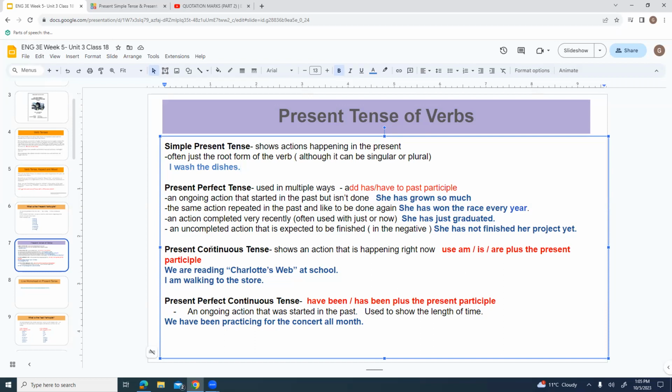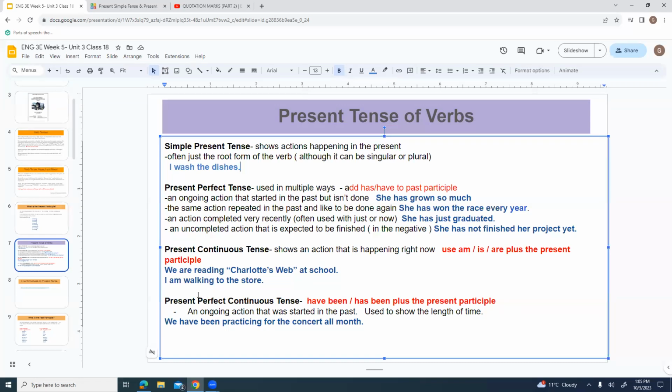Then we have the present continuous tense. That shows that an action is happening right now. For this one, we use am or is or are, right? Plus the present participle. We are reading Charlotte's Web at school. I am walking to the store.